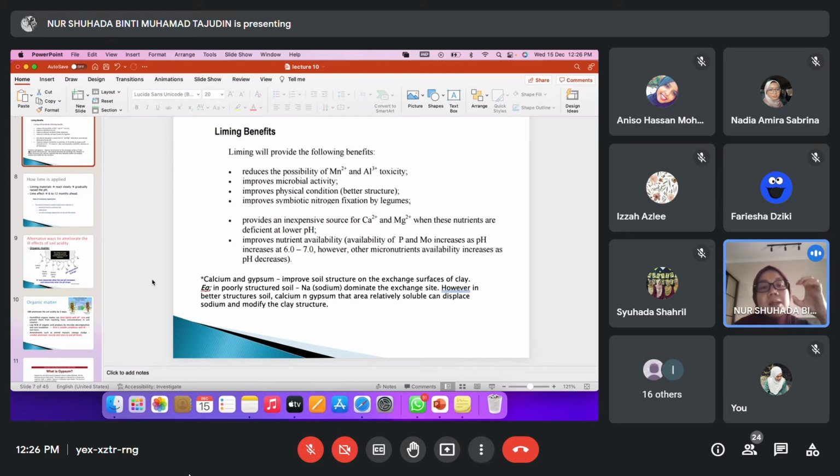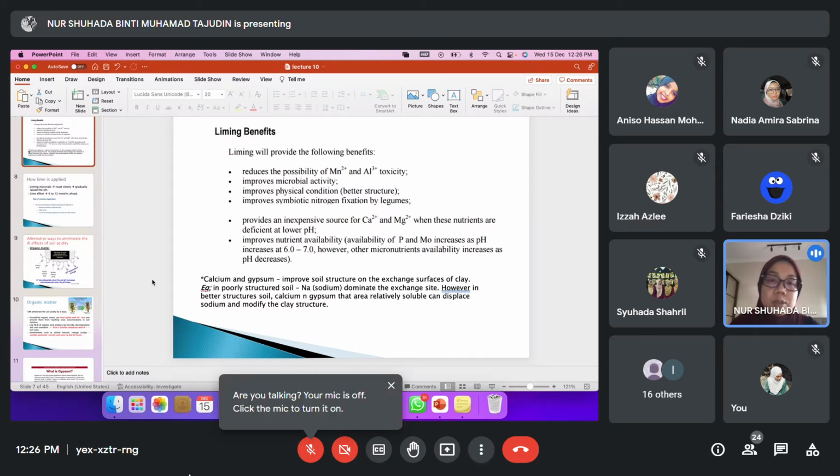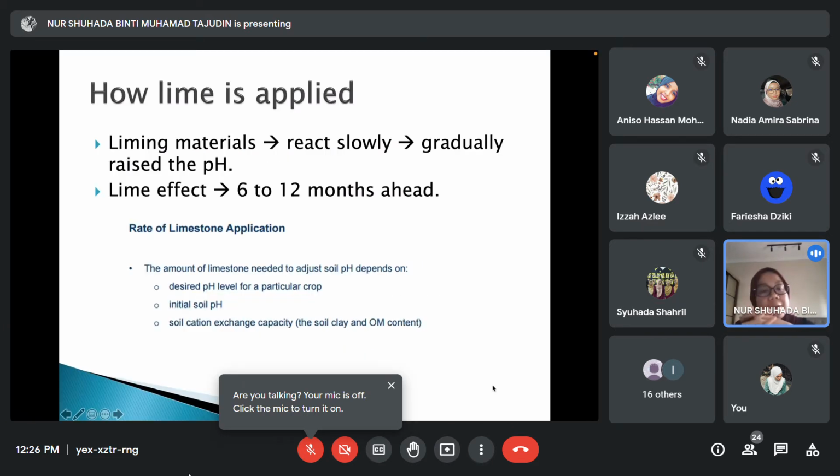Meaning that calcium ni, dia punya properties is that it carries a good characteristic for the soil to have a good soil structure. Okay, that is because of the valence. By time you akan tengok nanti sekejap lagi saya tunjuk comparison between calcium and sodium punya valence. Okay, so how is actually lime applied at field?